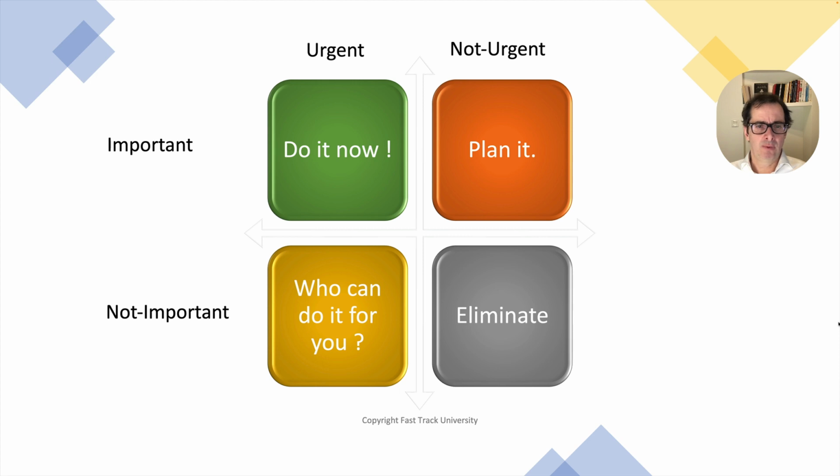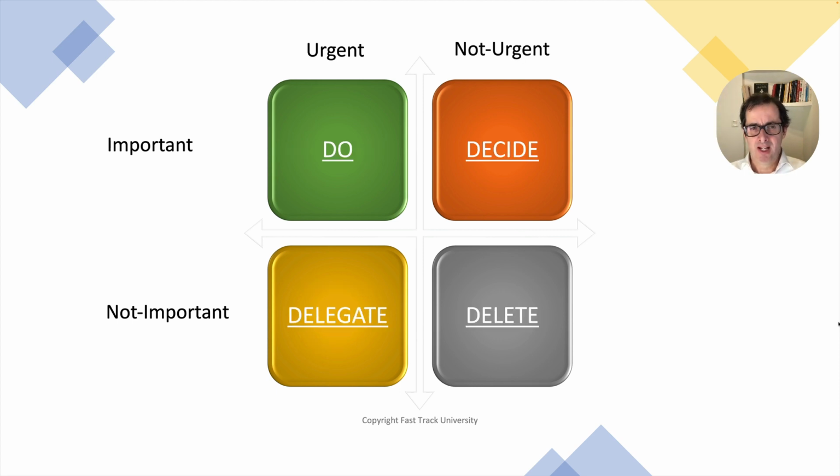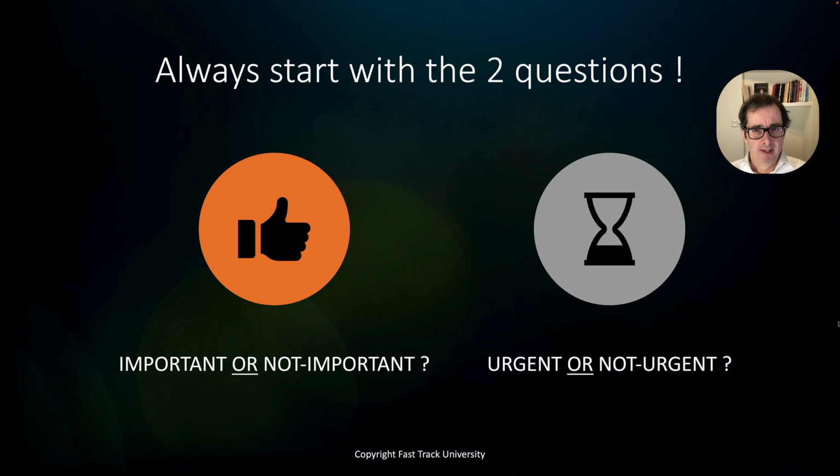Another way of saying it, well, in the green is do it now. If it's urgent and not important, who can do it for you? Delegate. Not urgent, not important, you eliminate. But also things that are not urgent yet, and it might become urgent and important, you have to plan it, and you have to plan it in your agenda. So it's very much about do, decide, delegate, and delete, such that you can prioritize your workload. It's very critical you always start with 2 questions in your workload. Important, not important, urgent, not urgent.